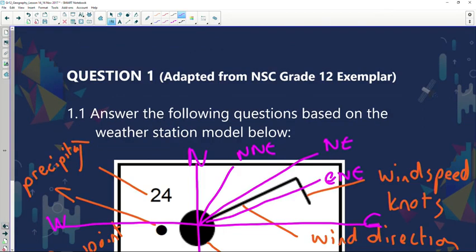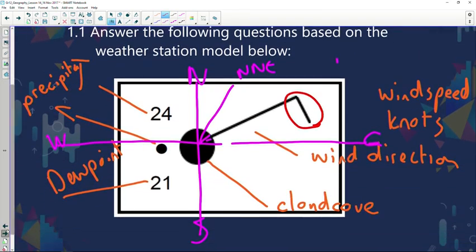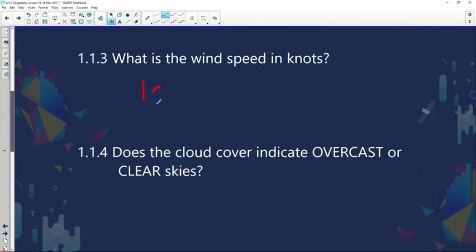If you look at our next question, what's the wind speed in knots? Let's quickly go back to the weather station model. The knots being indicated over here is 10 knots. So the correct answer for number 3 was 10 knots. Please don't get confused between 5 knots and 10 knots. If the wind speed had been 5 knots, it would have looked like that. But because it's 10 knots, it's just one arm like that.